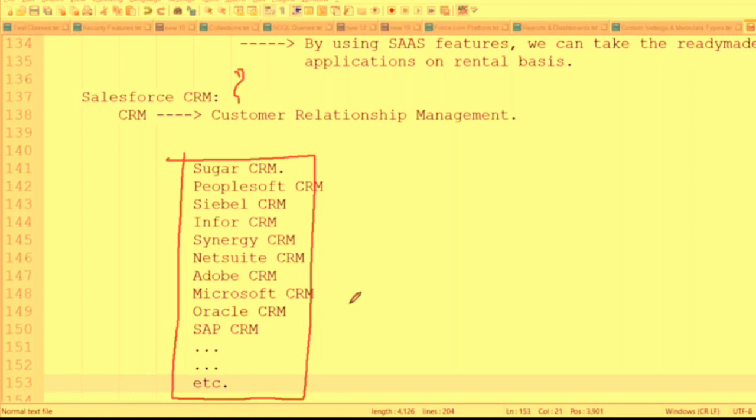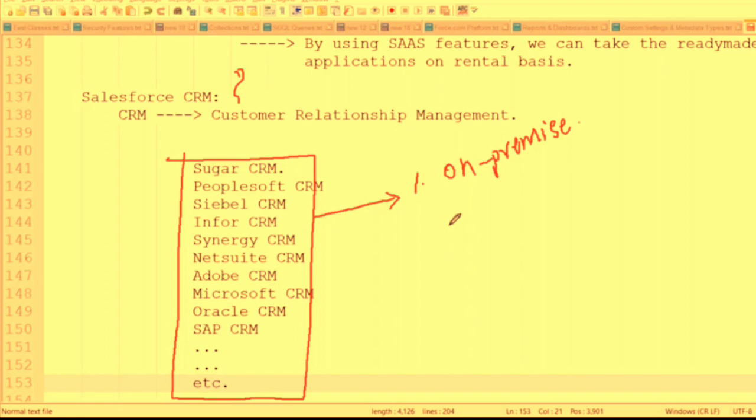It's cheap, reasonable, affordable. Now, let me explain what are the drawbacks that we have in this existing CRM application. The first drawback is that whatever the existing CRM applications that we have, these are purely on-premises CRM applications.